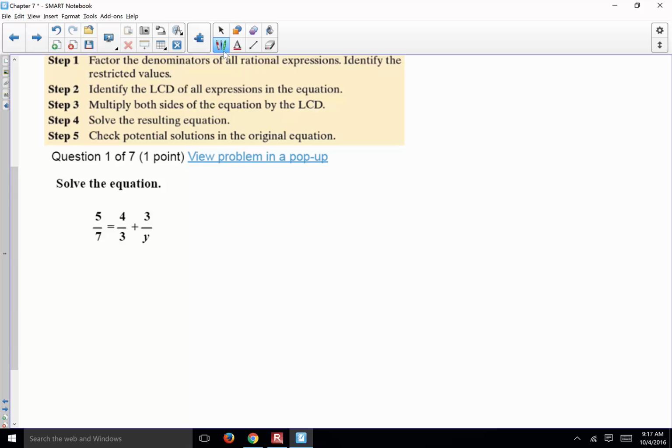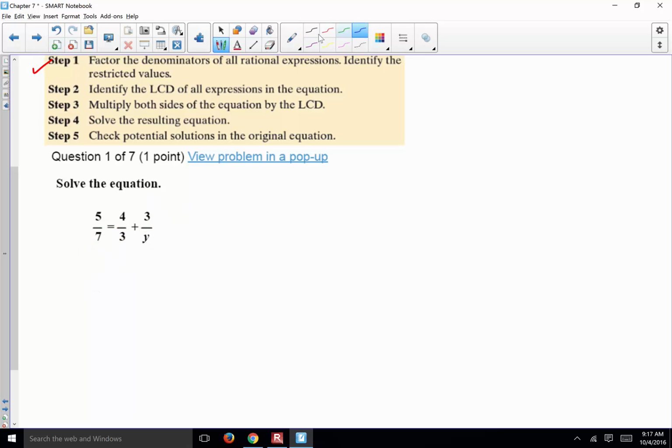Alright, first, can you factor these denominators? Let's identify them. I have 7. Can you factor it? No way. 3, can you factor that? No way. Why? No. So this is an easy one. Step 1, no step 1 required. Okay? So we start easy, no step 1 required.